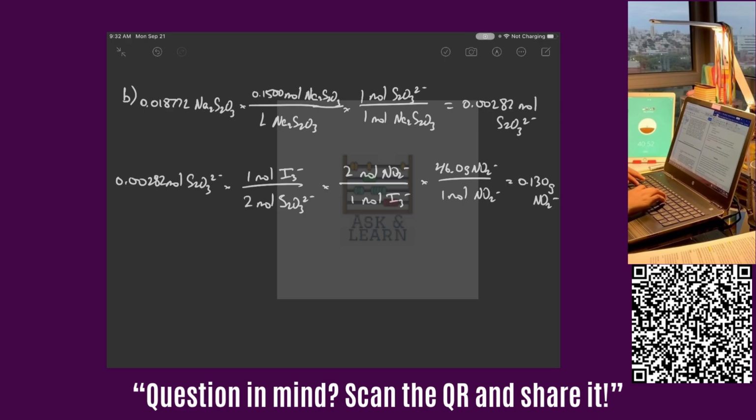And the mass percent of NO2 minus would be equal to 0.130 grams over the 2.935 grams in the sample times 100%, and this would work out to a mass percent of 4.4% for the nitrite anion.